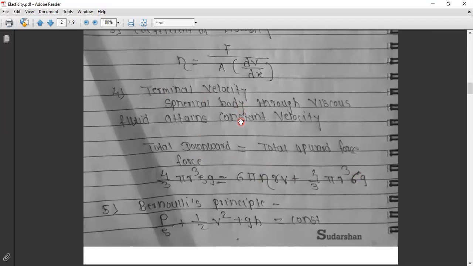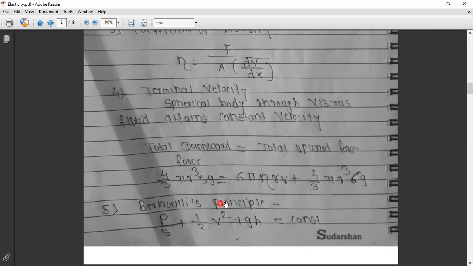Bernoulli's principle is related to the kinetic energy and potential energy. So what is the statement of Bernoulli's principle? For the streamline flow of a non-viscous, incompressible fluid, the sum of pressure energy, the kinetic energy per unit mass and the potential energy per unit mass always remains constant, and this is equal to pressure energy.